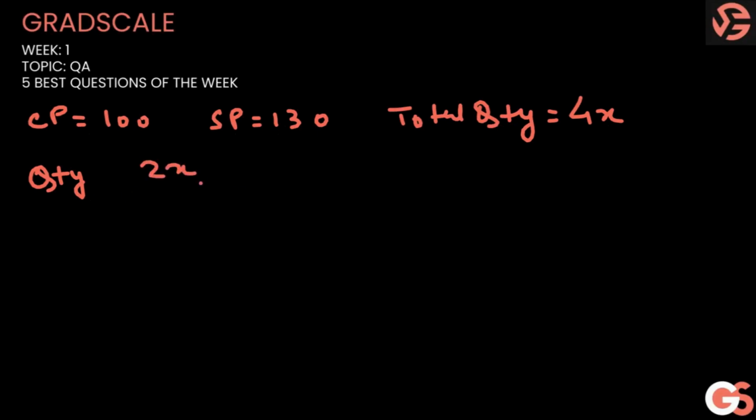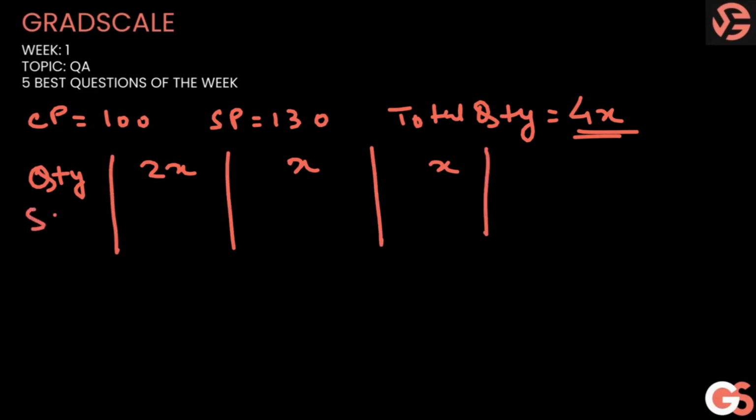So the quantity becomes 2x, that is half of the stock of 4x. Half of 4x is 2x. And the other two are 1/4 of the total stock, that is x, and the rest becomes x. Okay. The selling price for them is, for this one, it is 130, as it was told earlier.